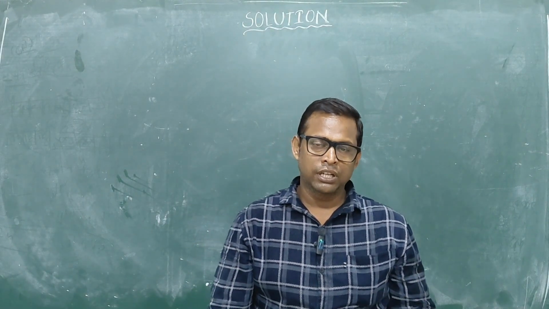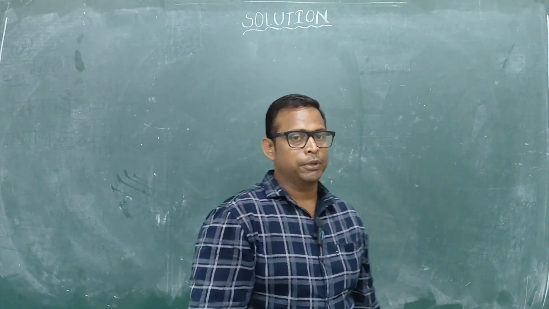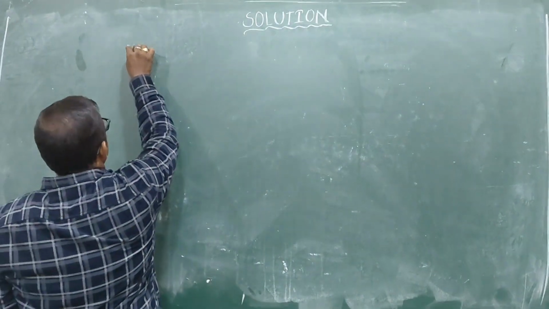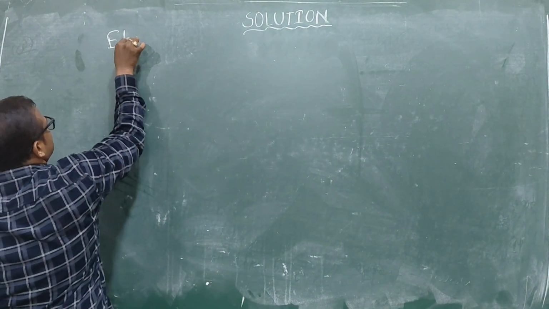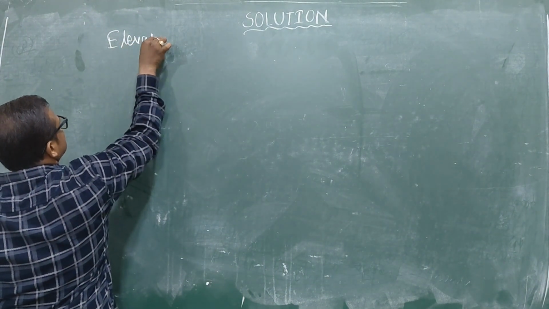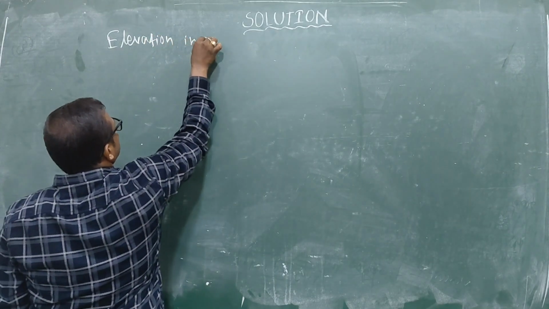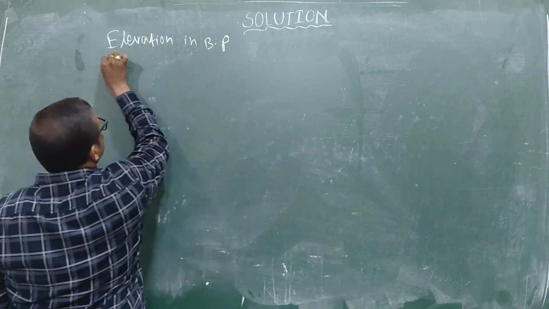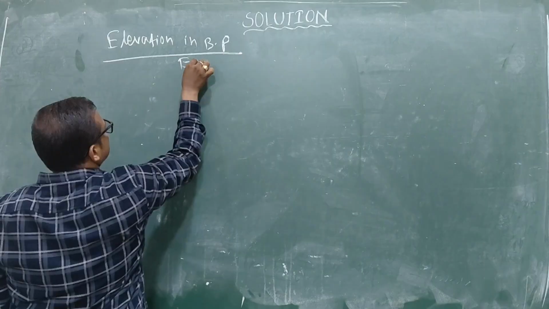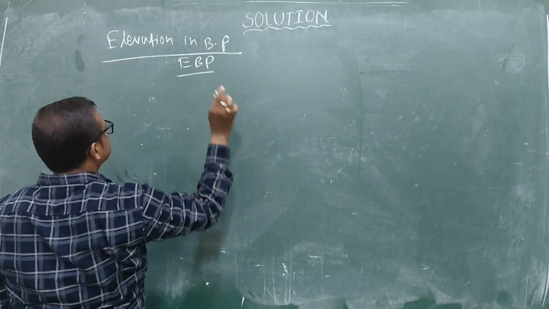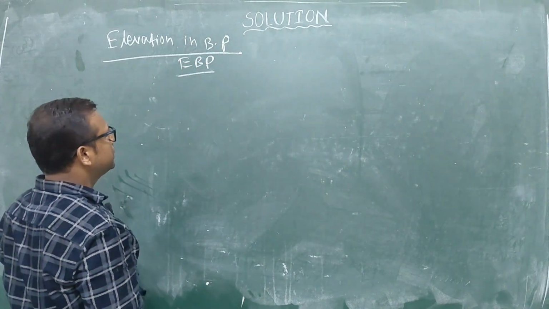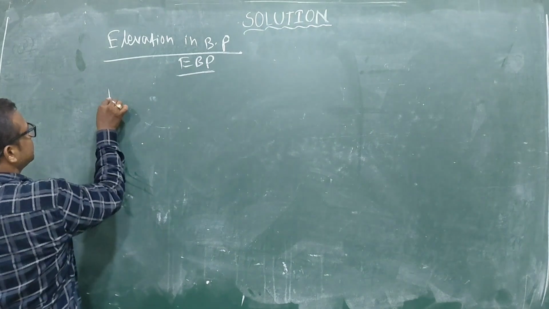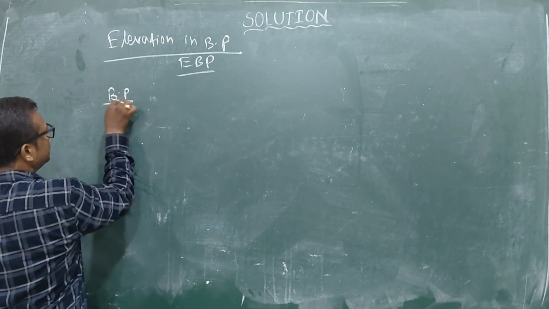Hello students, today's topic is elevation in boiling point. This is also a type of colligative property. So first of all I am writing elevation in boiling point, in short EBP. Before that we should know what is boiling point.